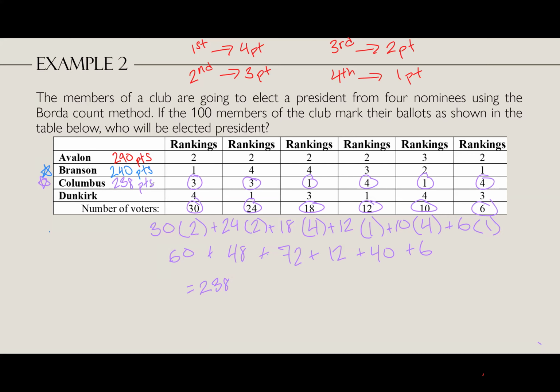So it looks like Avalon is still in the lead by a landslide so far, 290, in the lead by 50 points.